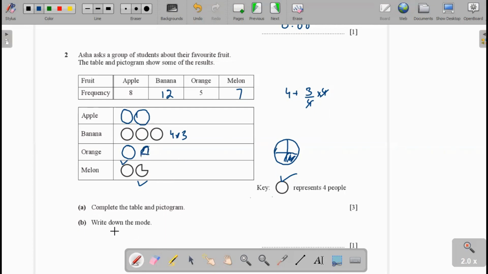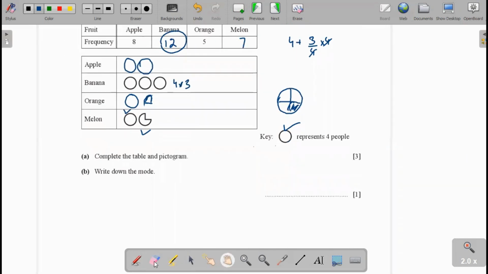Next, write down the mode. The most occurring number here is 12. Now 12, the number of people who like banana, is the answer. We write here 12. Now 12 is the answer.